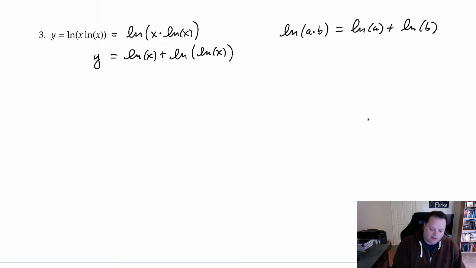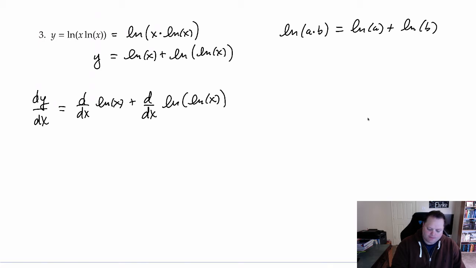So I'm going to let y be equal to that, in which case dy dx is the derivative of the first piece, which is natural log, plus the derivative of the second piece, which is the log of the log. So starting with the natural log, the derivative of log is 1 over x. You definitely need to know that.